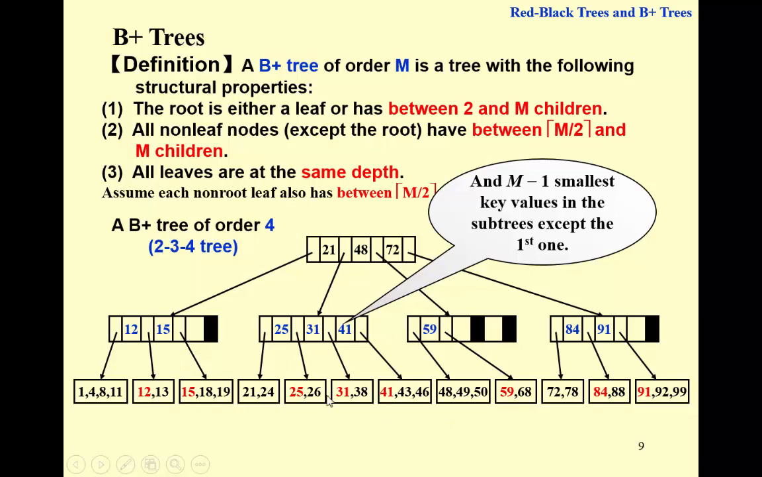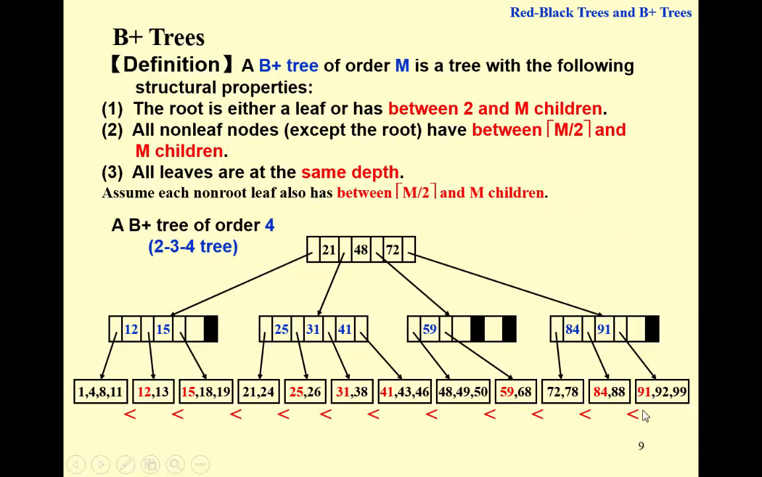Say for example, let's check out what 25 is. 25 is the smallest element in its second subtree, where 31 is here, 41 is here. So what is 21 here? 21 is the smallest element in this subtree, and so on and so forth. And all those actual data are stored in sorted order, within each block, and also between the blocks. They are in sorted order.